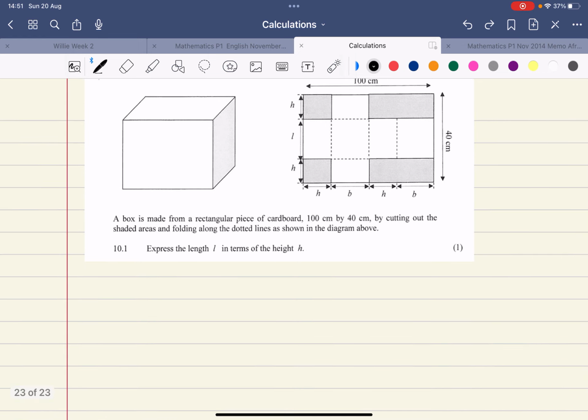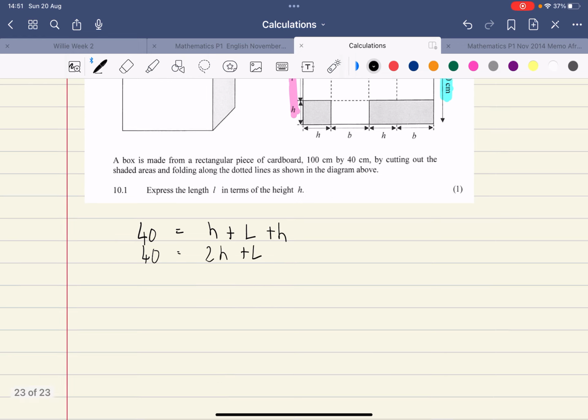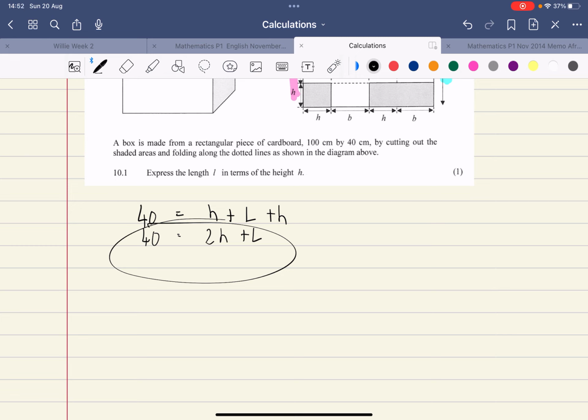If we know that this side is equal to 40 centimeters, and they tell us here that this side is equal to h and an L and h, doesn't it make sense to say that 40 equals h plus L plus h? Common term, 2h plus L. And now what do you notice? We have an expression in terms of h and L, but they want us to find an expression for L in terms of h. So just rearrange this.